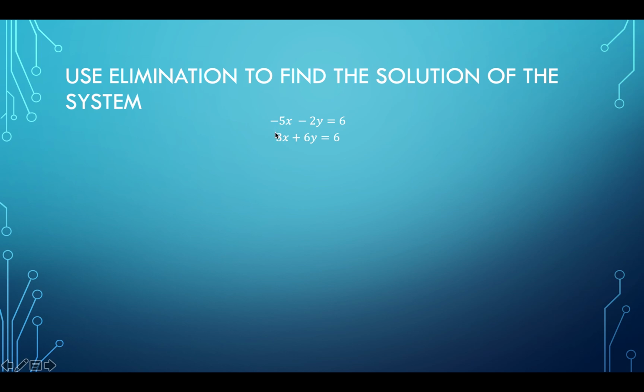So what you have to do is you have to take one of these equations and multiply it. So I'm going to work with the top equation because I think it's a lot easier to get this 6y to cancel out than to get the 5x or the 3x, because to get the 6 to cancel out, you would only have to multiply the top equation by a 3. So what we do is 3 times negative 5x, 3 times negative 2y, and 3 times 6. And when we do that, we get negative 15x minus 6y is equal to 18.